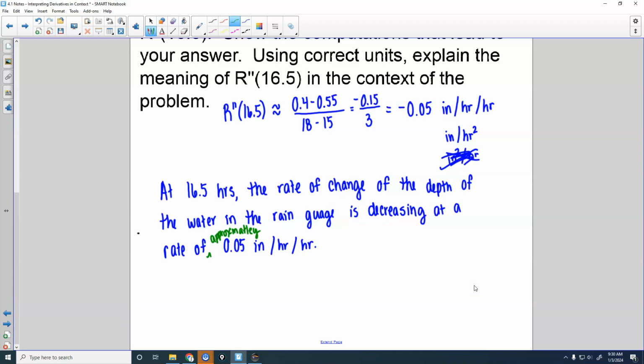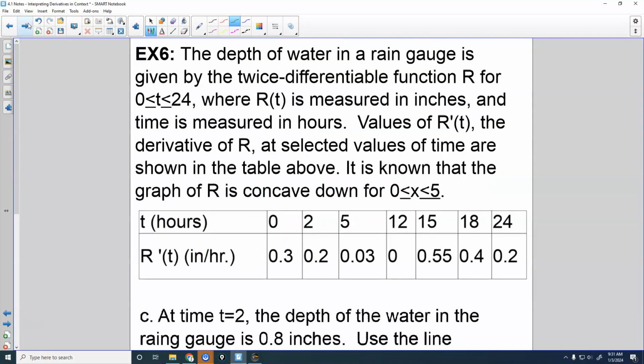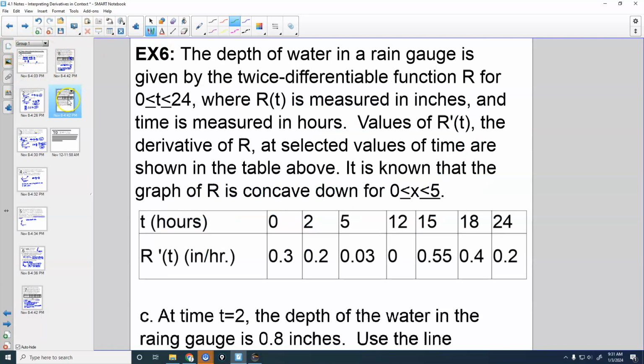So the rate of change of the depth of water is decreasing at a rate of, so the rate is changing at a rate. Second derivatives are confusing to me. All right, questions there? All right, we're almost done.